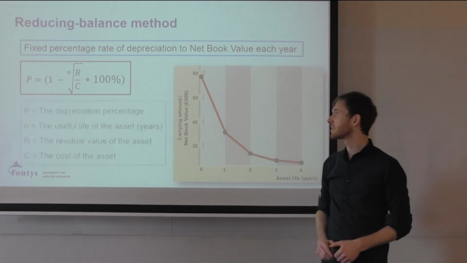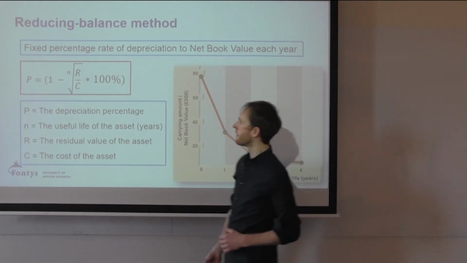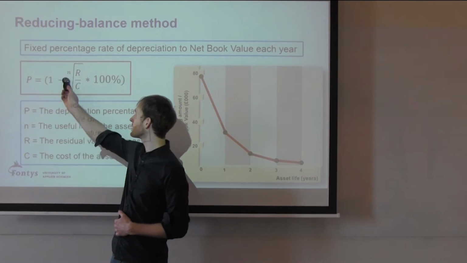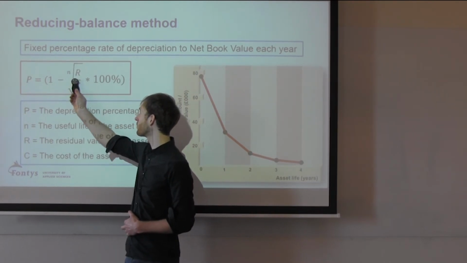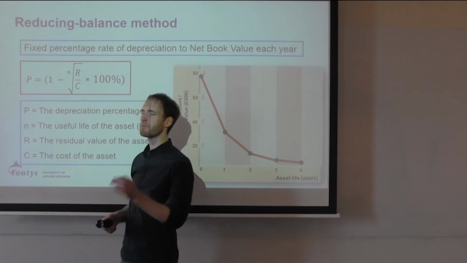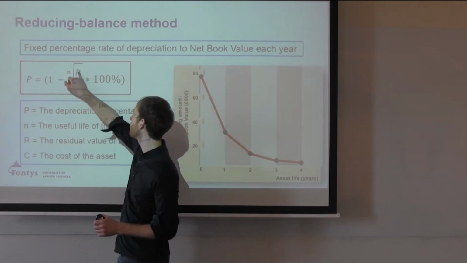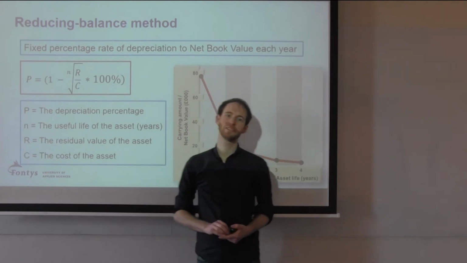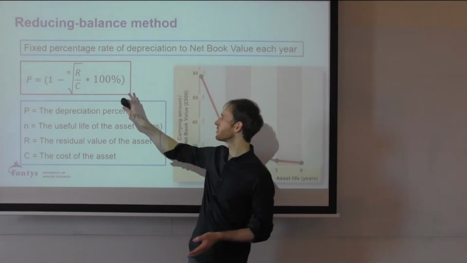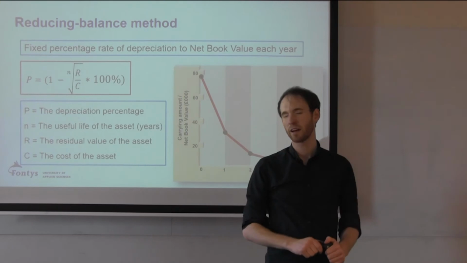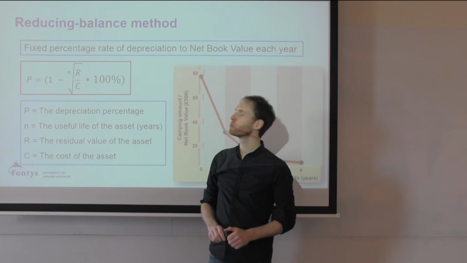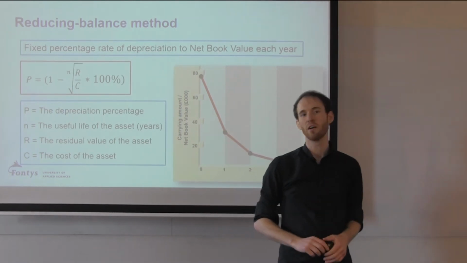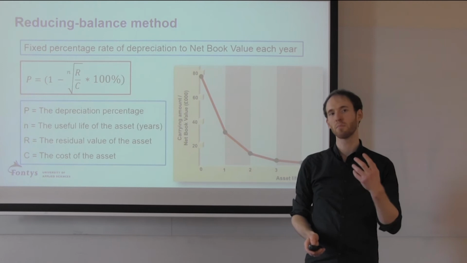The formula for this is this. Don't worry, it's not too complicated. So the percentage is actually 1 minus the n-th root, where n is the number of years, of the residual value divided by the cost of the asset. And if you put that in a calculator, it might make sense to put a bracket around the R divided by C, because otherwise some strange and crazy things might happen with the calculator. You multiply this all with 100%, and then you get to your depreciation percentage every year.